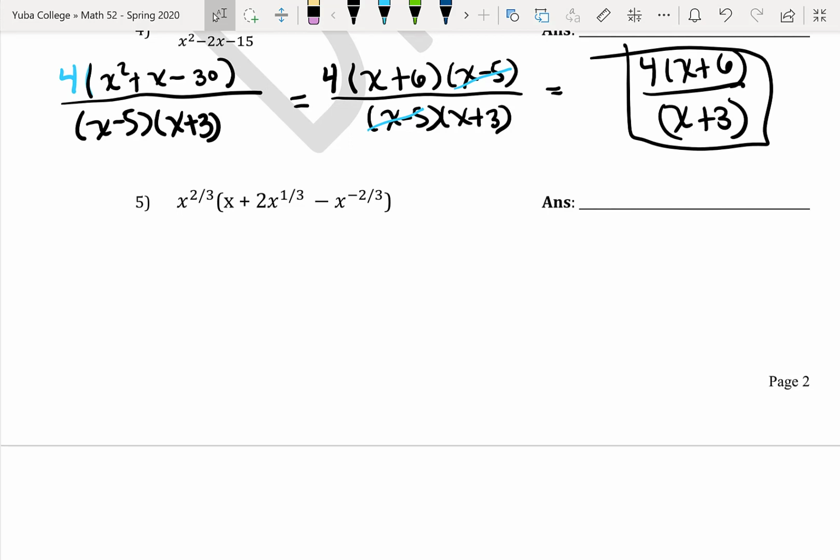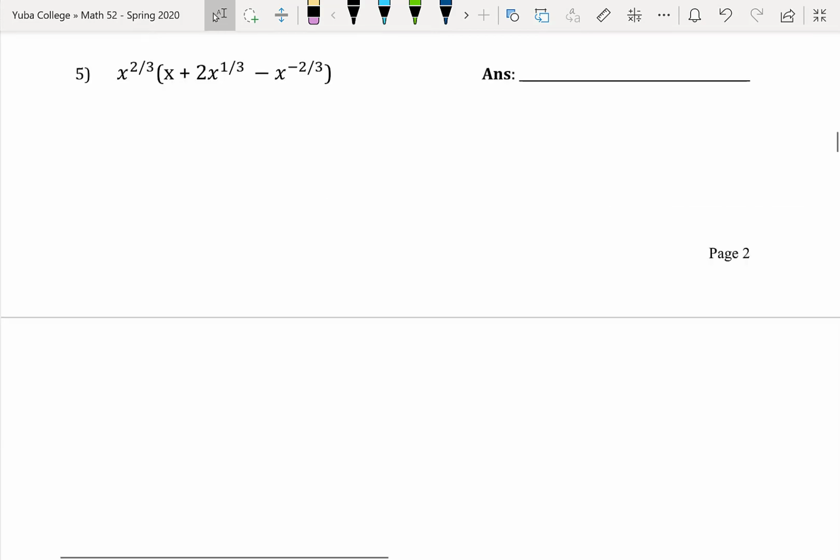So we're going to be distributing here x to the 2/3 power, all times the quantity x plus 2x to the 1/3 minus x raised to the negative 2/3. Again, we're going to be using rules of exponents. They're the same base. All of these are the same base, x. You add your exponents. Okay, so distributing.